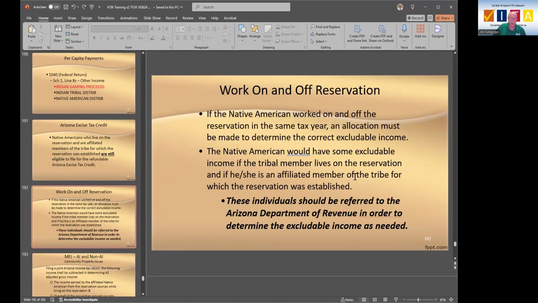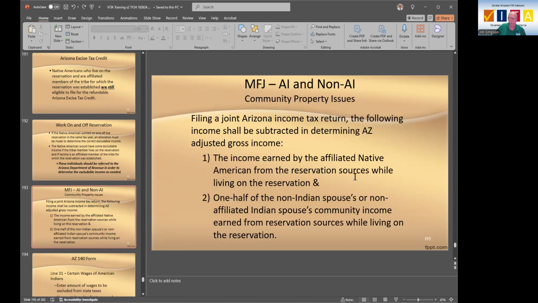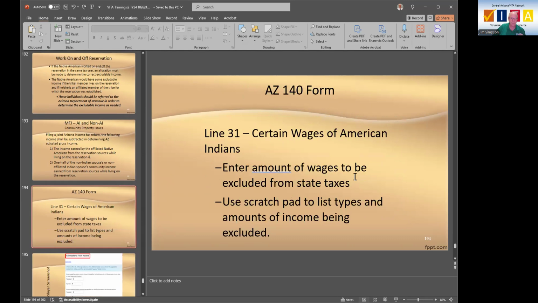If they work on and off the reservation, we have to allocate their income. And here's where you want to get your site coordinator involved, okay? Don't tackle this by yourself, okay? Same thing if one spouse is a Native American and the other one isn't, then you've got a lot of work to do. Get your site coordinator involved, okay?